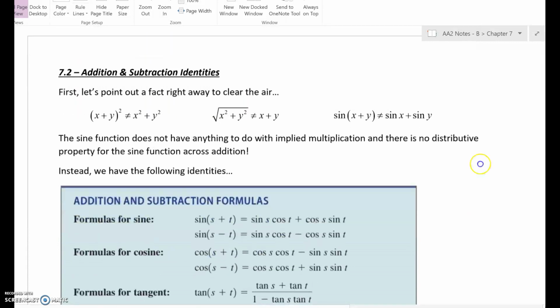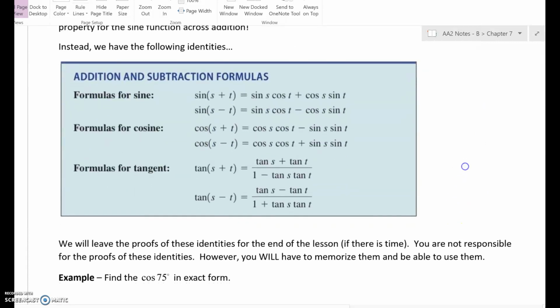So instead we have these following identities. They're formulas. Sine of (s + t) is sine s cosine t plus cosine s sine t. Sine of (s − t) is sine s cosine t minus cosine s sine t. Then you can see the cosine formulas, and as well you can see the tangent formulas.